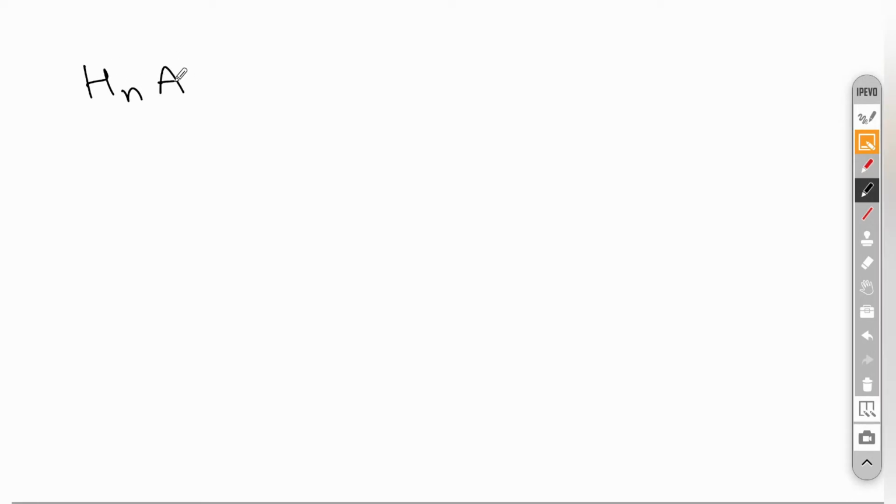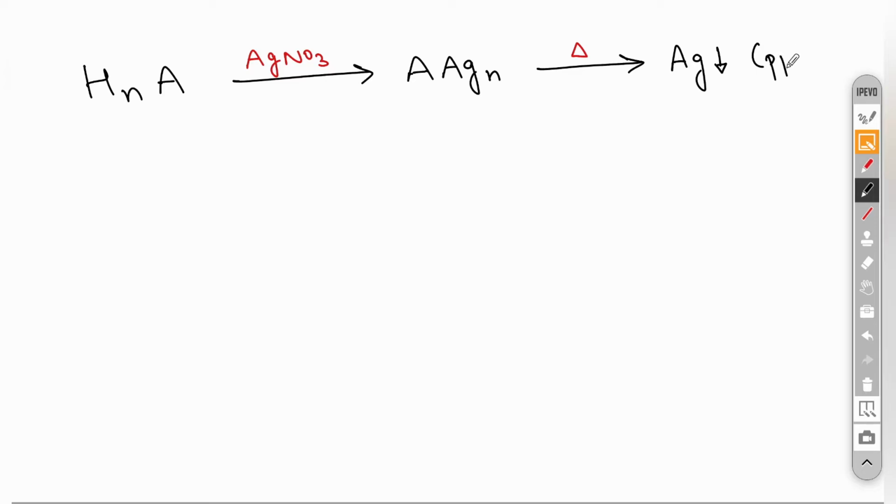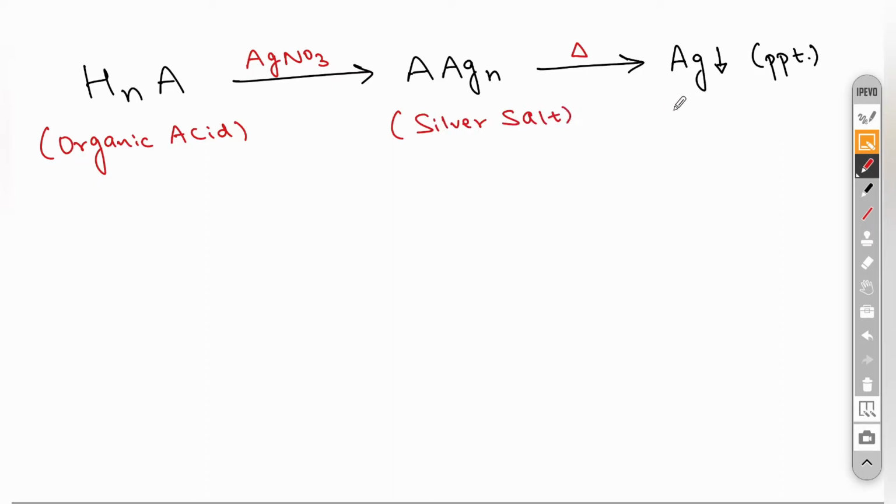Now we will write the reaction for the silver salt method. Here we will write HnA, which will denote our organic acid. It will be reacted with AgNO3 forming AgnA. This will be our silver salt, and on further heating it will give us Ag in precipitate form. The downward arrow shows that a precipitate is formed. So this HnA is our organic acid, this is our silver salt AgnA, and this is our pure silver, which is precipitated out.